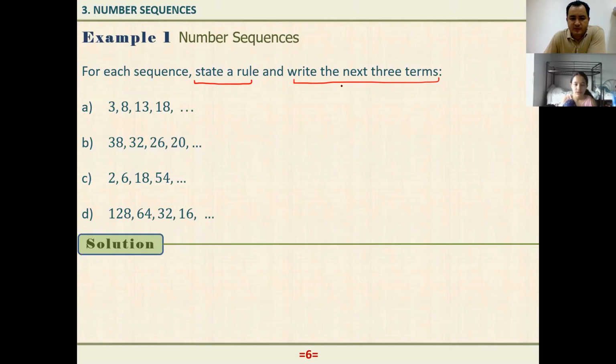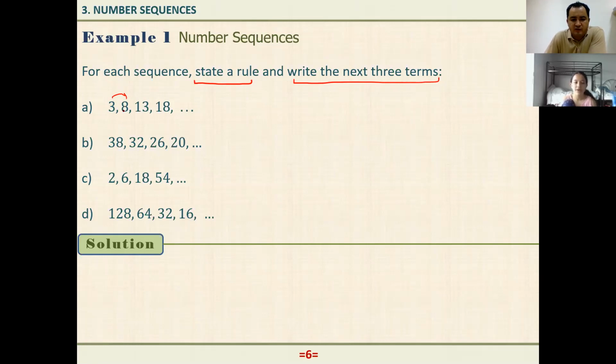Okay, I have two questions. Look at the number sequence in question A. So what is the rule? What pattern do you see here? Start with 3, right? Because the starting number is 3. Start with 3 and add 5 to get the next term. That's all. So the rule is start with 3 and add 5 to get the next term.